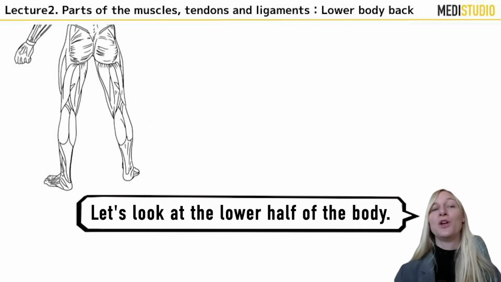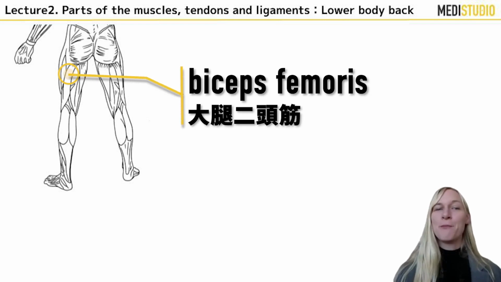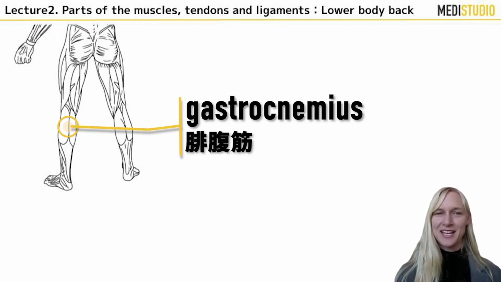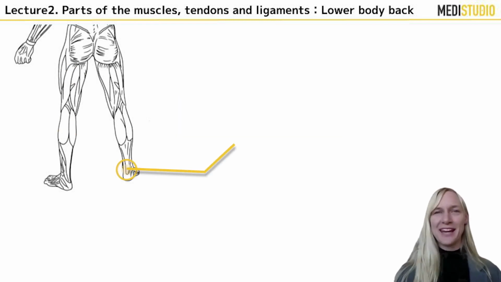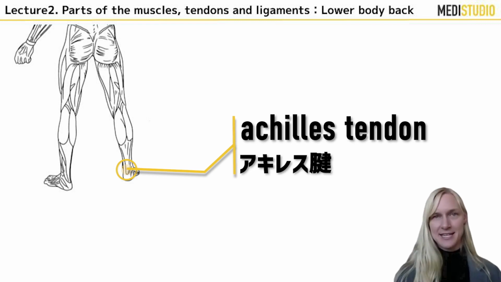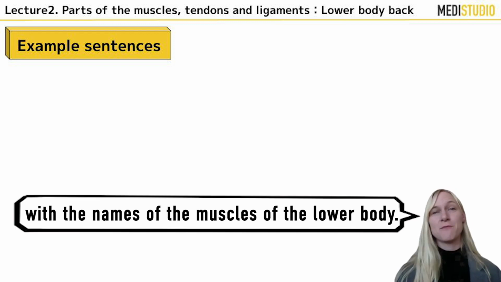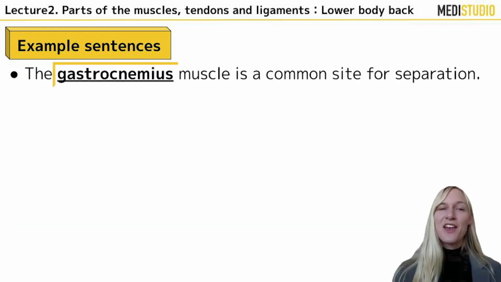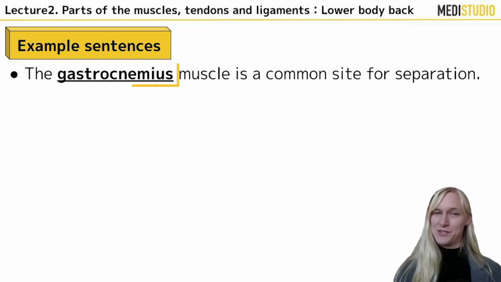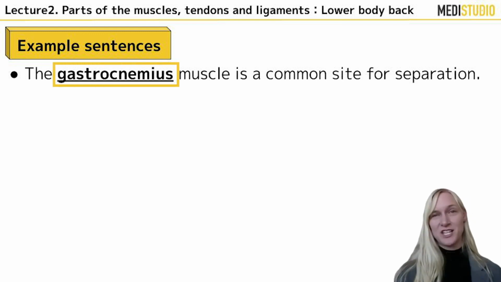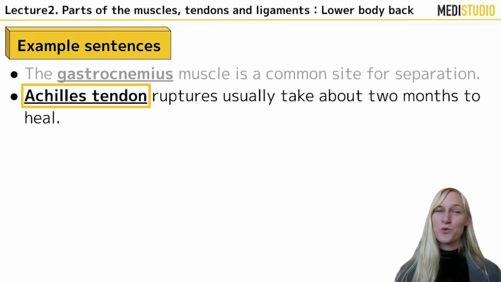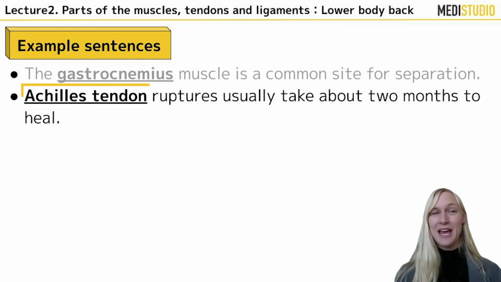Let's look at the lower half of the body. Number 1, biceps femoris. Number 2, gastrocnemius. And number 3, Achilles tendon. Here are some example sentences with the names of the muscles of the lower body. The gastrocnemius muscle is a common site for separation. Achilles tendon ruptures usually take about 2 months to heal.